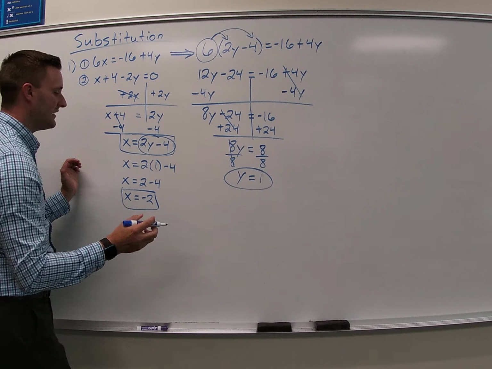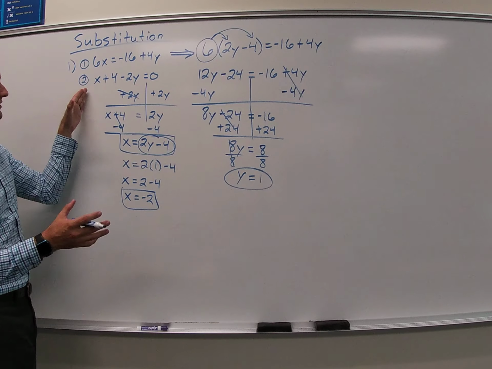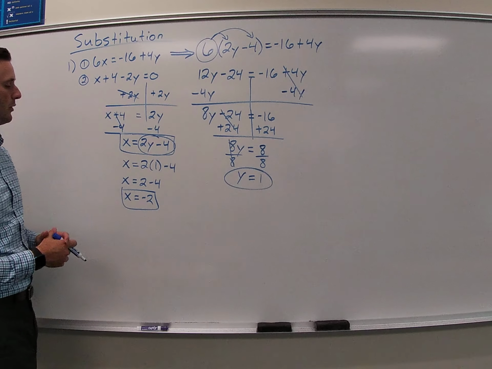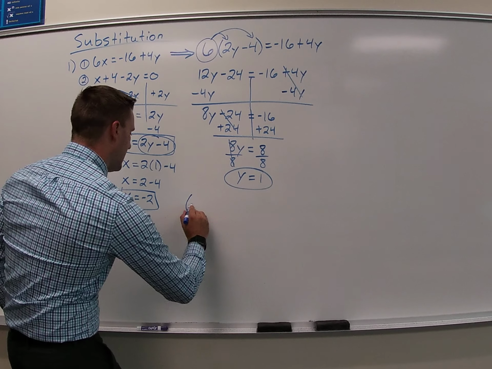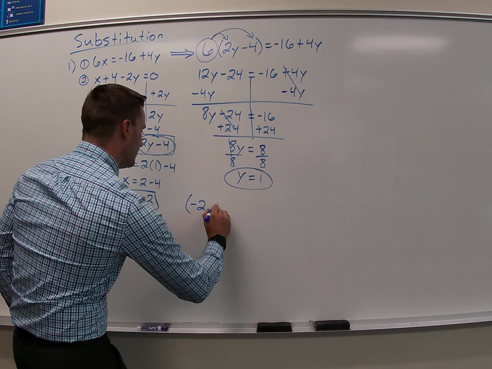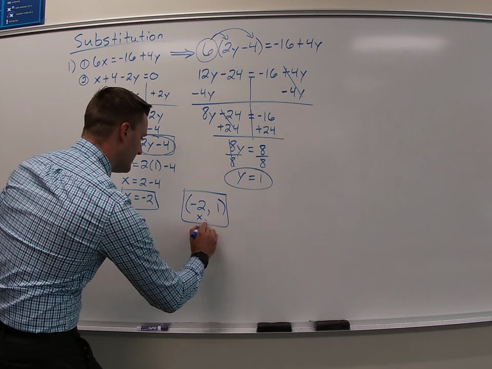That means our final answer is that if I were to graph these two equations, solve for y, get them in slope-intercept form, and graph them on a coordinate plane, they would intersect or cross at the point negative 2, comma 1. So that would be our x, comma y.